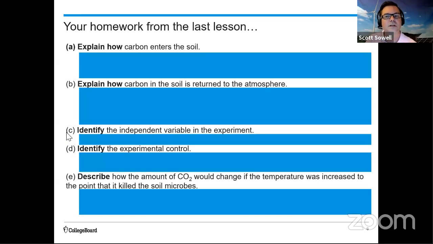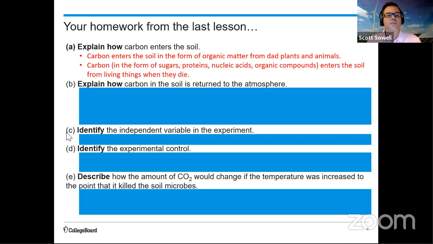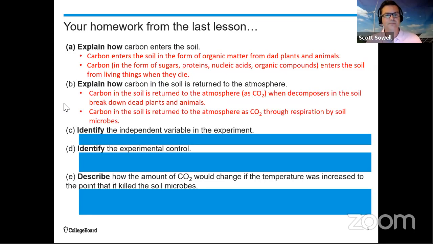The first question you were asked is to explain how carbon enters the soil. Here you could have said something like, the carbon enters the soil from organic matter from dead plants and animals when they die. How does that carbon get back into the atmosphere was B, and that's through the decomposers. Carbon in the soil is returned to the atmosphere as CO2 when the decomposers in the soil break down dead plants and animals. And then through their cellular respiration, CO2 pops back into the atmosphere.